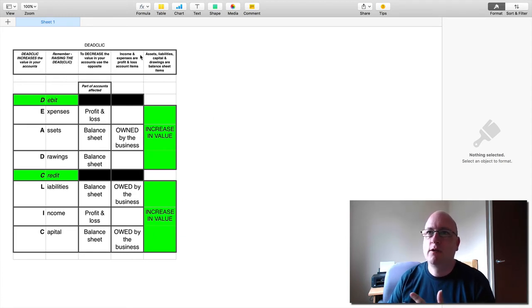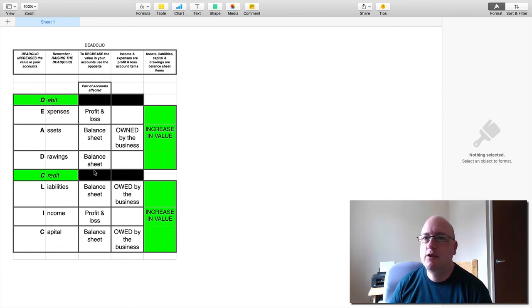So I've made some notes along the top here in this chart. I've put DEADCLIC increases the value in your account, so that's what I just mentioned. And quite a morbid way of remembering it is raising the dead. I only say that because raising is increasing, so it's just a good way of remembering how DEADCLIC works. Not the most ideal way, I get you, but quite a novel way of remembering how it all works. So in my third note here, I've put to decrease the value in your accounts, use the opposite. So hopefully that does make sense.